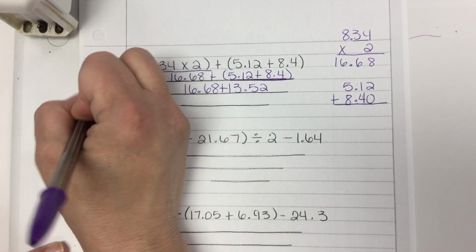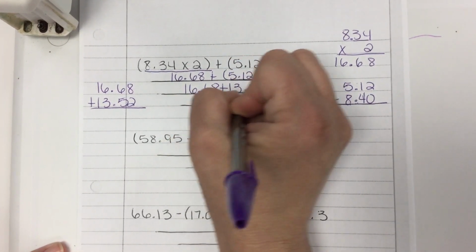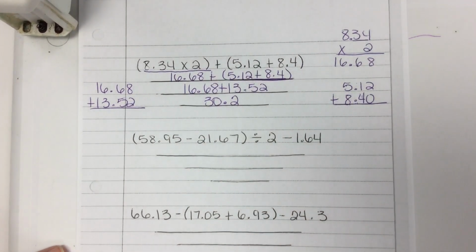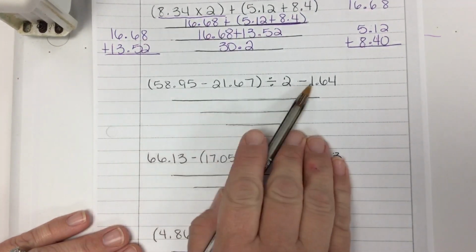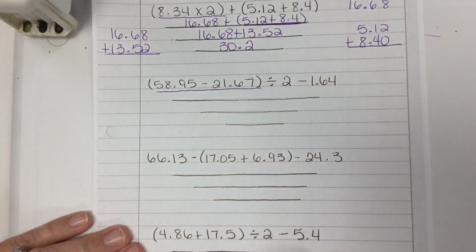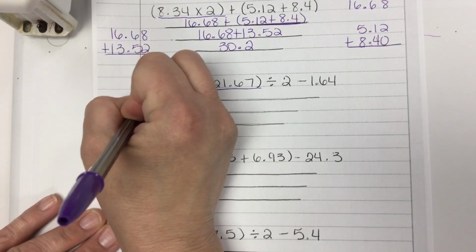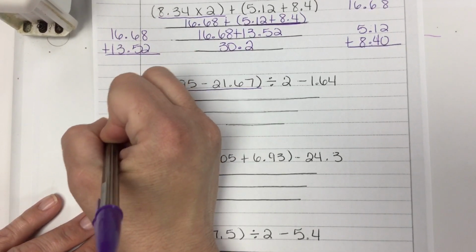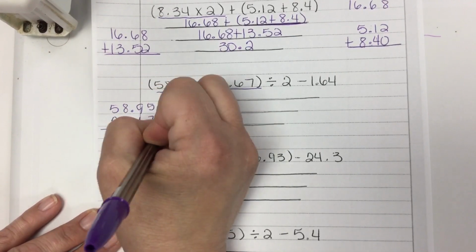Make sure you are working out correctly. You should have gotten 30 and 2/10. Okay, order of operations says parentheses first. So again, we have to solve inside the parentheses. So 58 and 95 hundredths minus 21 and 67 hundredths, and we are subtracting.